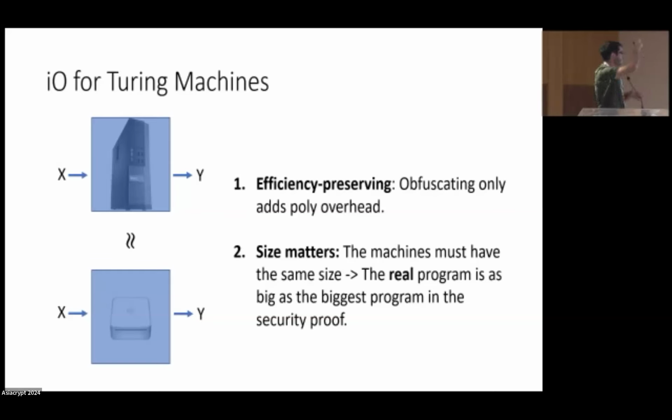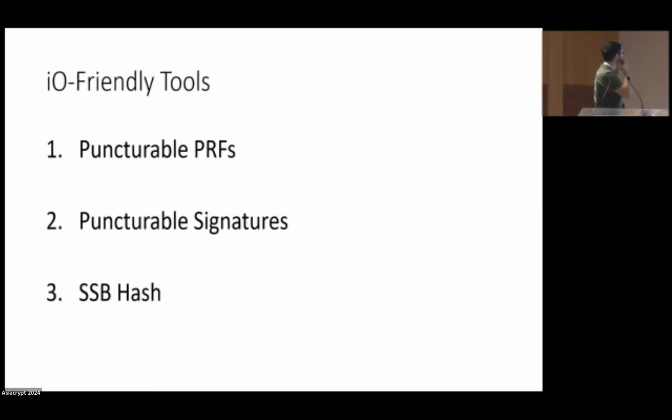So it means that if in your security proof your machine keeps increasing, then in the real construction, the machine that you have to provide is as big as the biggest machine in the security proof. So the I/O friendly tools that we use are puncturable PRF, puncturable signature, and SSB hash.